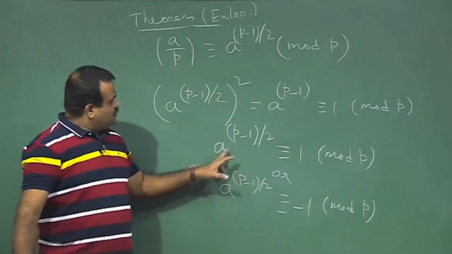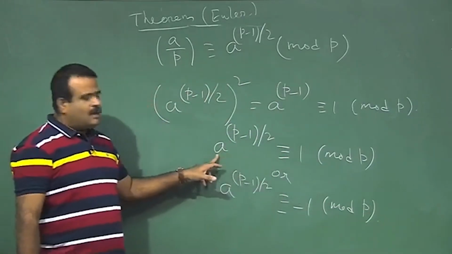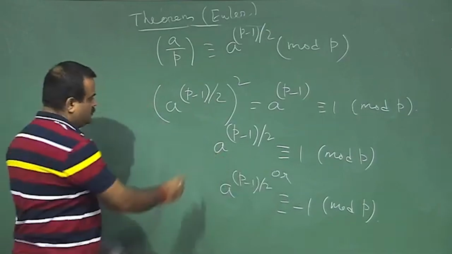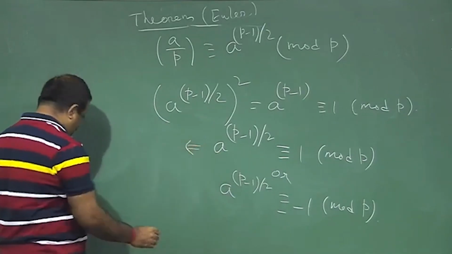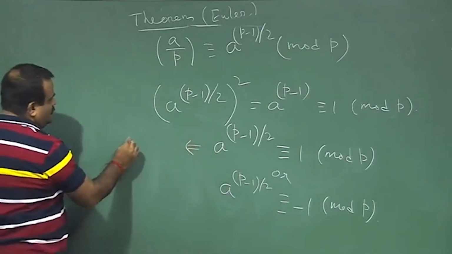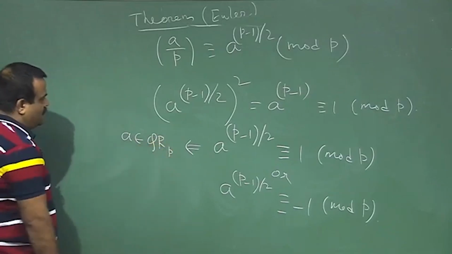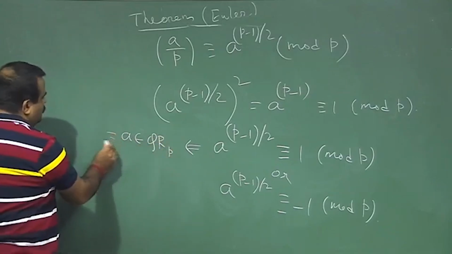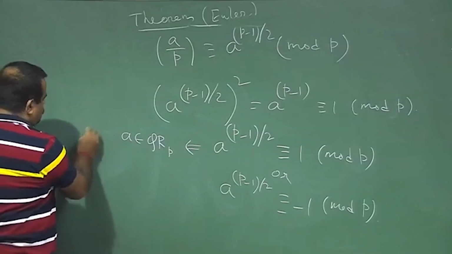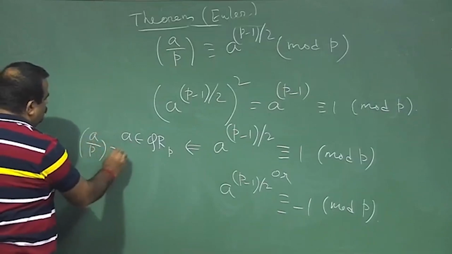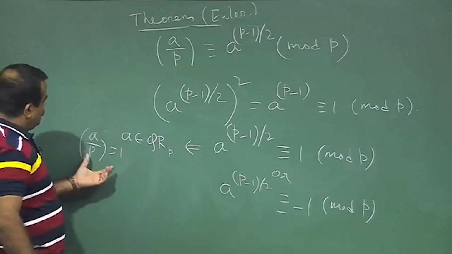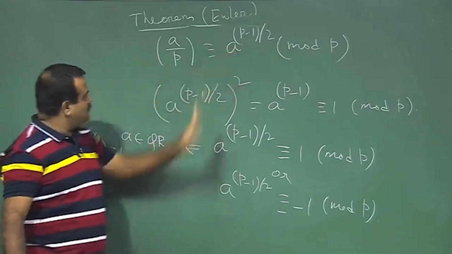Now, if this is 1, then A is a quadratic residue mod P, and in that case the Legendre symbol of A by P we know is 1. So that means A by P is the same as A to the power this.